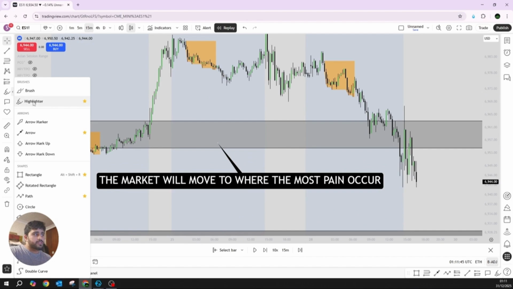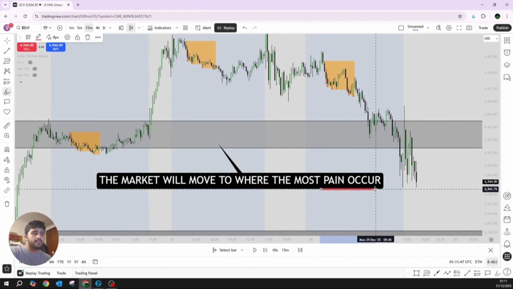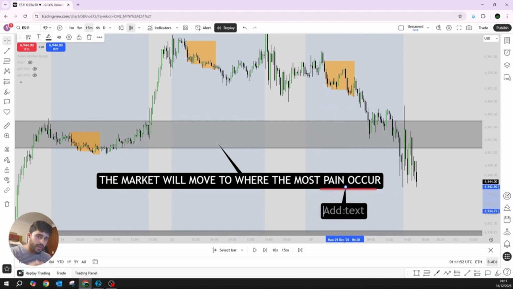Now, what I mean by that specifically in trading, we refer to pain as absorption. And this is the fundamental difference you need. So if you're a trader and you're going into 2026, focus more on absorption than anything else.